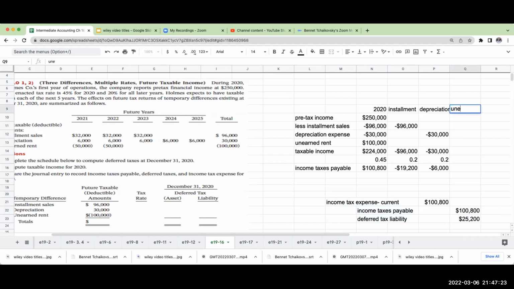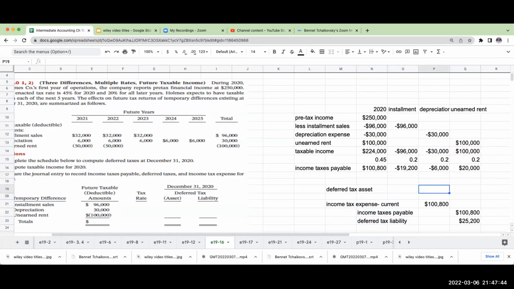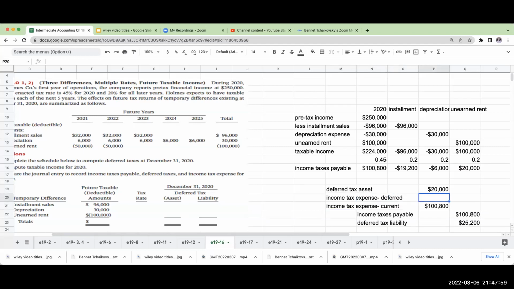So my unearned rent, because I'm paying tax on it now, it's going to be an asset later on. So this is going to be $100,000 times 20%, or $20,000. So I'm going to have a deferred tax asset of $20,000 over here. What I then need to do is balance this. This is going to be income tax expense deferred, which is my balancing account. It goes along with income tax expense current. This is going to be $5,200.